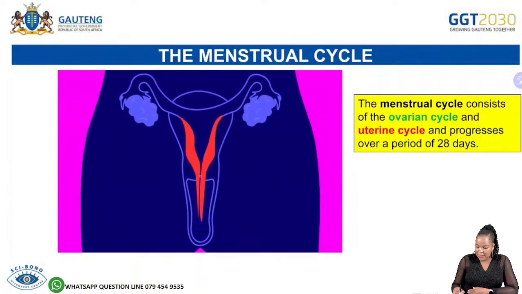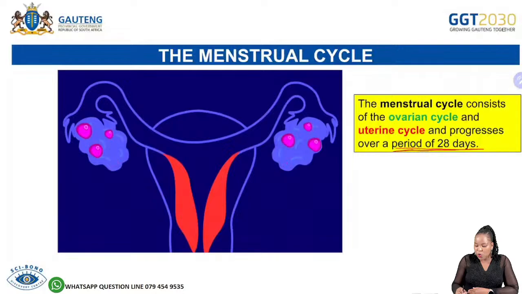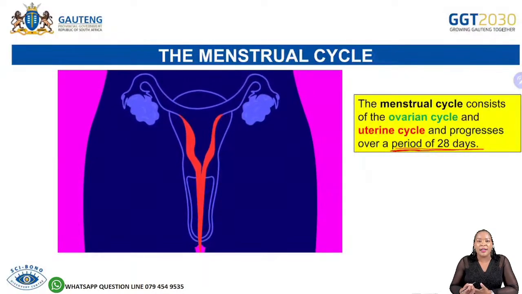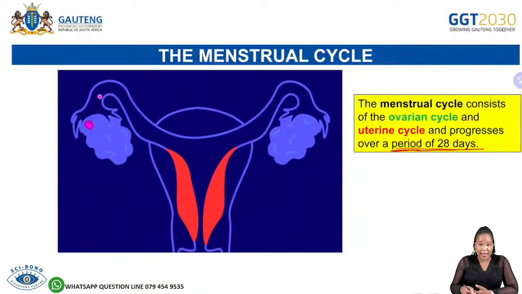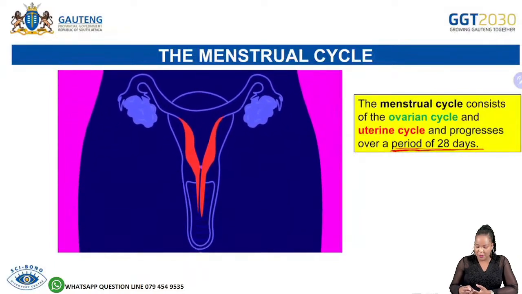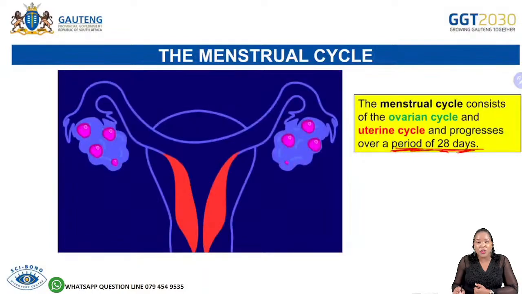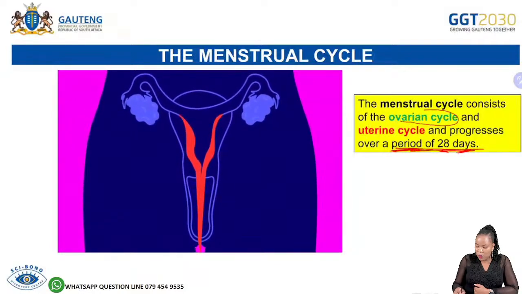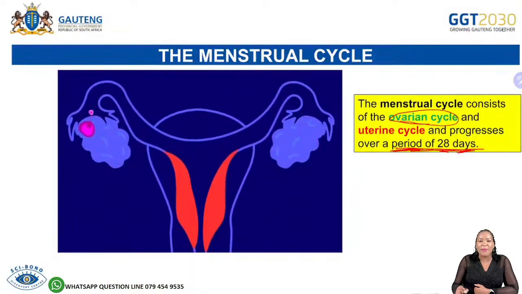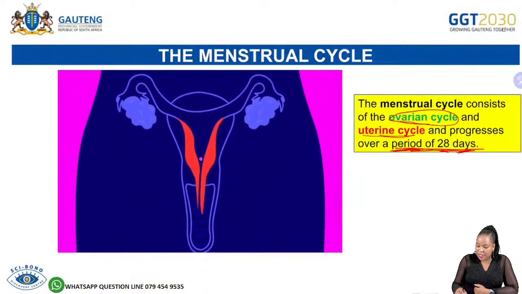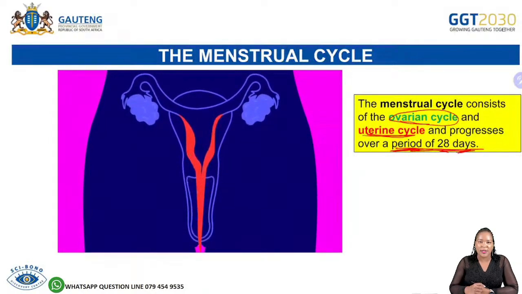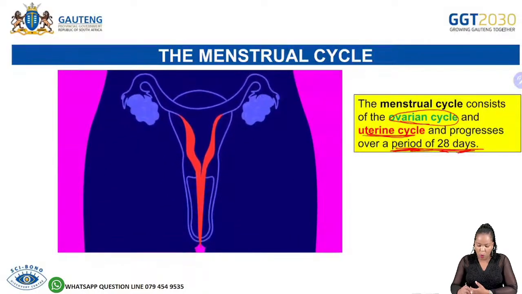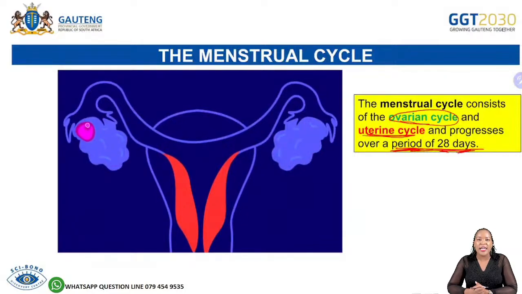The menstrual cycle takes place over a period of 28 days under normal circumstances. We know that situations differ and there are other conditions or medical conditions that may affect this process. But under normal circumstances, it should take about a period of about 28 days, and it is divided into two, which is the ovarian cycle, meaning what is happening in the ovaries, and the uterine cycle, what is happening in the uterus. Then we're going to go deeper into it and dissect to say what is happening inside the ovary, what is happening inside the uterus during the menstrual cycle.